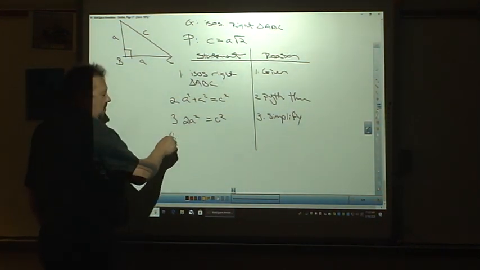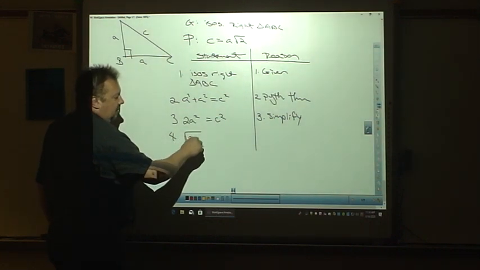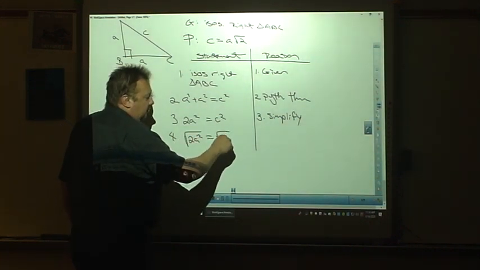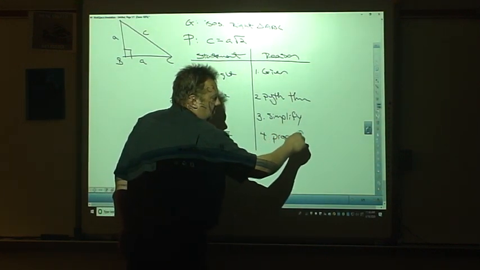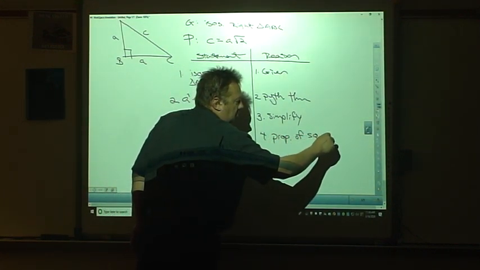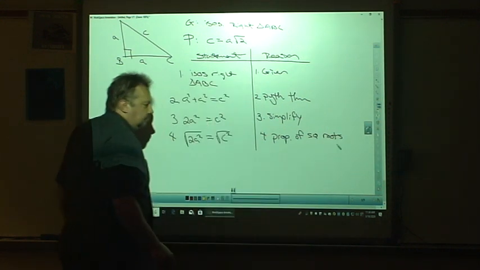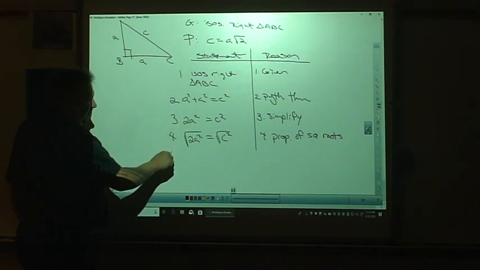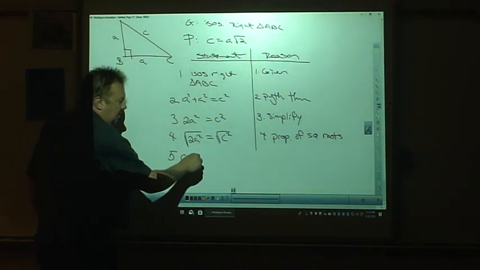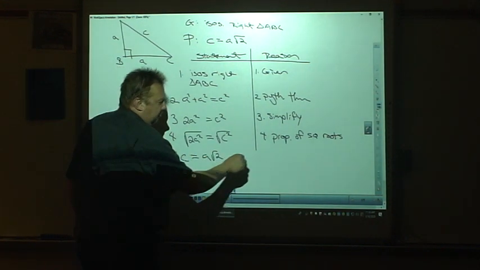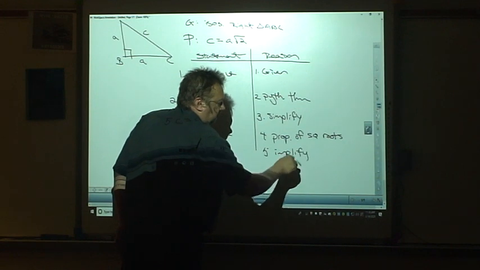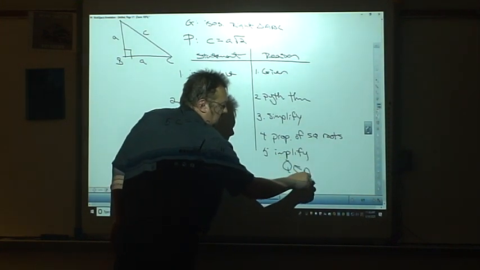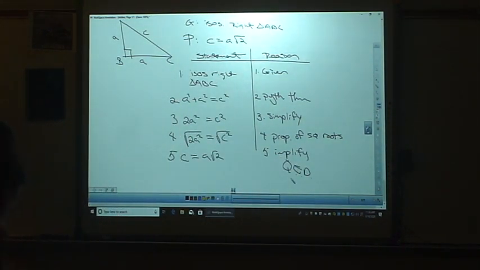Early on, we had something called property of square roots. I'm going to do the same thing here, where I take the square root of both sides. And then when I finally simplify, I'm going to have c equals a square root of 2. Simplify. Fairly easy proof, and you will see it again.